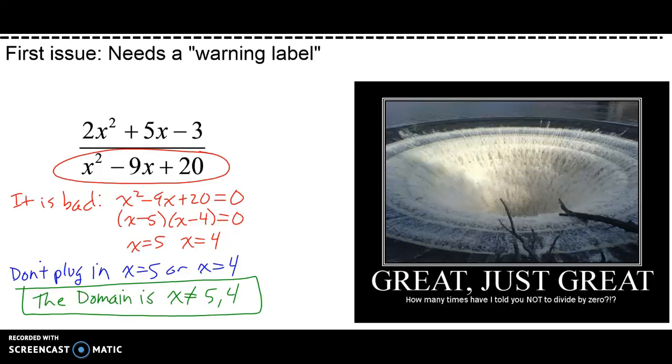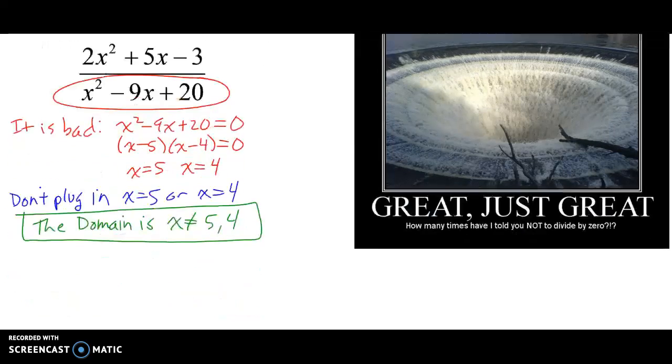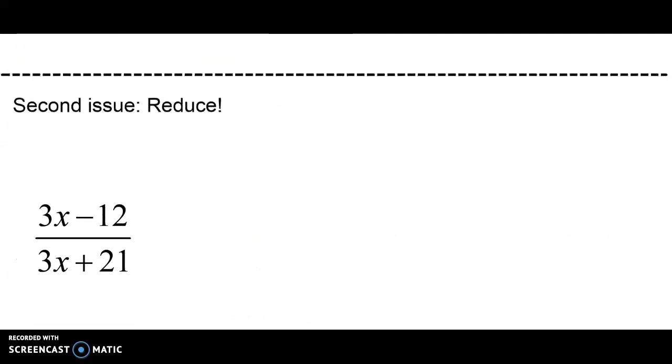The second issue that you have with these things is because they're fractions, just like any other fraction, you have to reduce them. So if you had a fraction 3x minus 12 over 3x plus 21, you're going to have to do some cancellation. But let me warn you, for some reason, people start to do really crazy kinds of cancellation here, where they cancel the 3's that are in front of the x's. And I want to remind you that you actually already know that that's not legal.